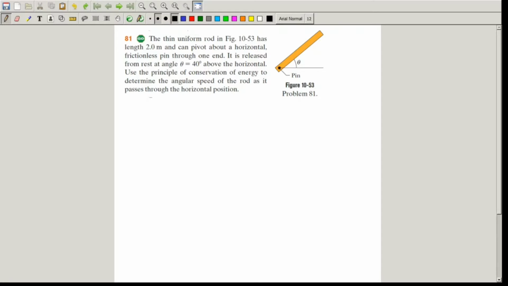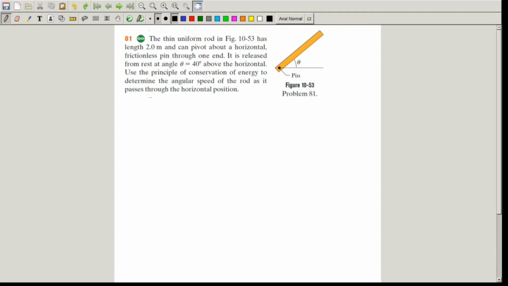The thin uniform rod in the figure has length 2.0 meters and can pivot about a horizontal frictionless pin through one end. It is released from rest at an angle theta equals 40 degrees above the horizontal. Use the principle of conservation of energy to determine the angular speed of the rod as it passes through the horizontal position.